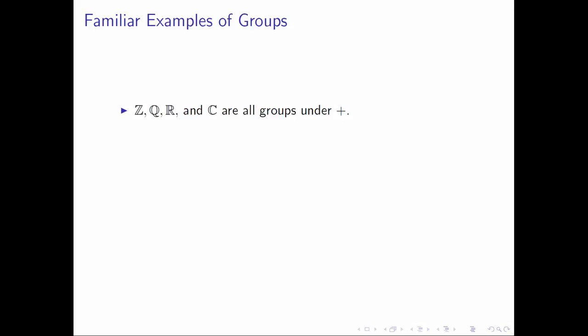It's the number that we commonly refer to as the negative of that number. So I would call it the additive inverse. So the additive inverse of 5 is negative 5. 5 plus negative 5 is 0. So, proof by example, the integers, the rational numbers, the real numbers, and the complex numbers are all groups under addition.